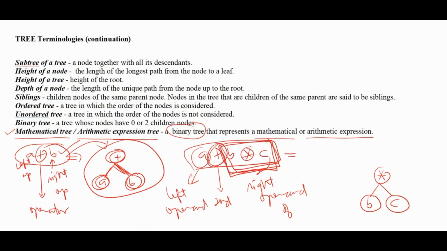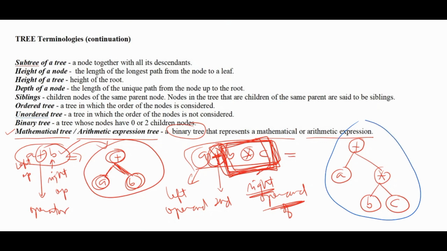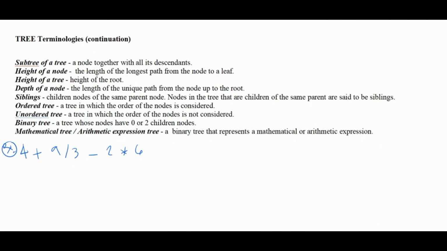So, since this subtree represents this sub-expression B times C, which is the right operand of addition, then this whole subtree here is the right operand of the operator plus, and A is the left, so we draw A here. So this is now the mathematical tree or arithmetic expression tree representing the mathematical expression A plus B times C. Say we have here another example.